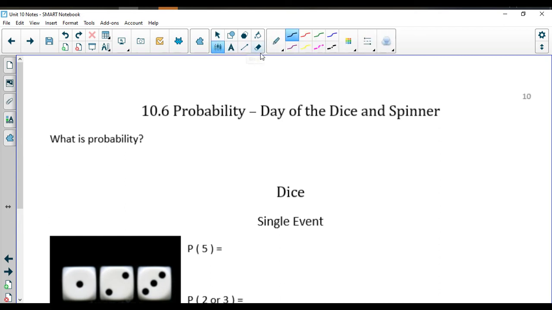Lesson 10.6 probability. Today is day of the dice and the spinner. So we're going to start off first of all talking about what is probability. So probability is the chance of something happening.